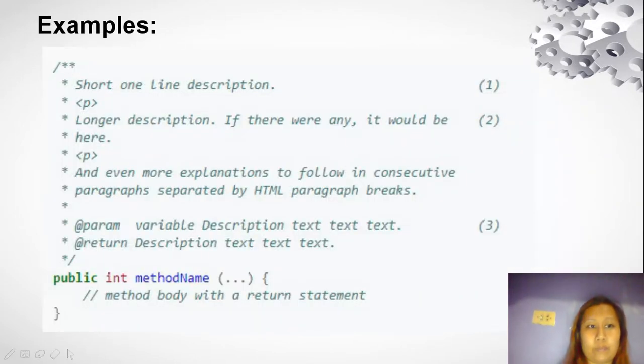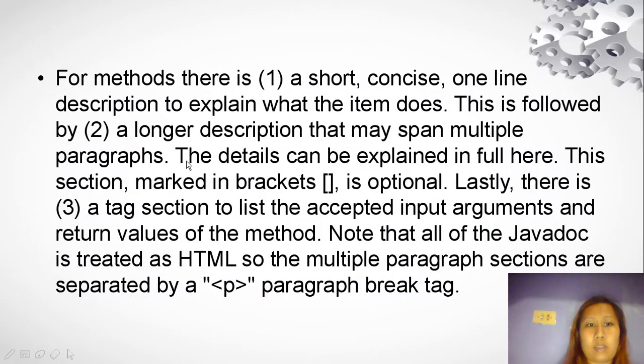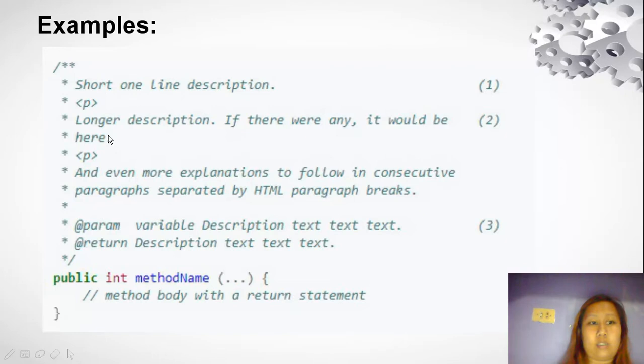This one. If there is much longer, then it is the next. Then the details can be explained in full here. This section marked in brackets is optional. Lastly, there is a tag section to list the accepted input arguments and return values of the method. Note that all of the Javadoc is treated as HTML, so the multiple paragraph sections are separated by P, or paragraph break, just like this one.